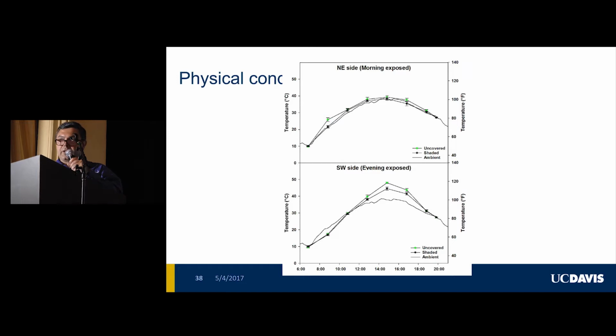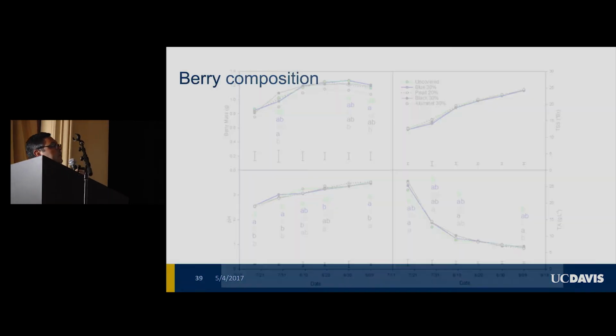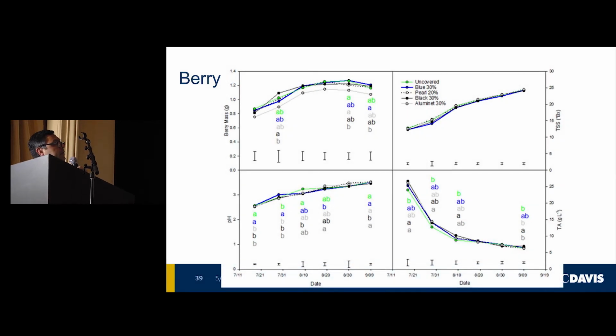Most of these biological processes are going to be regressed or downgraded at roughly 32 degrees Celsius. At 35 degrees Celsius, you start seeing cell death. Of course, I showed this slide a little bit earlier. The berries respond differently. This is from the 11th of July till roughly the 12th of September. Berry weight changes. And look at this aluminate here.